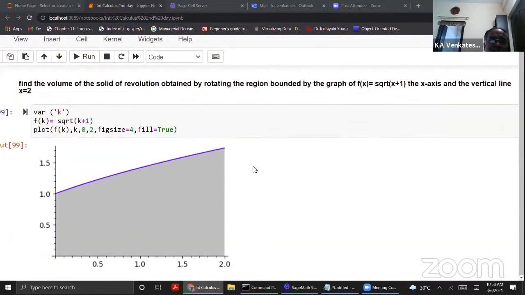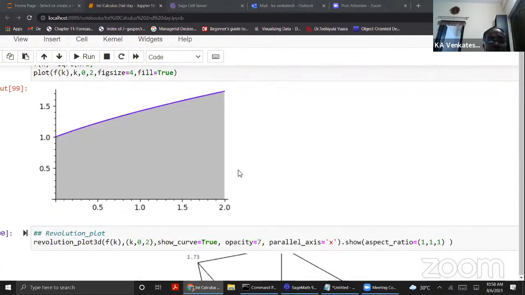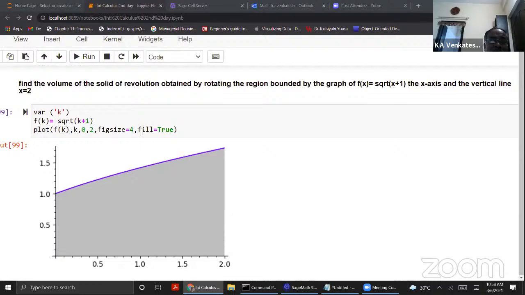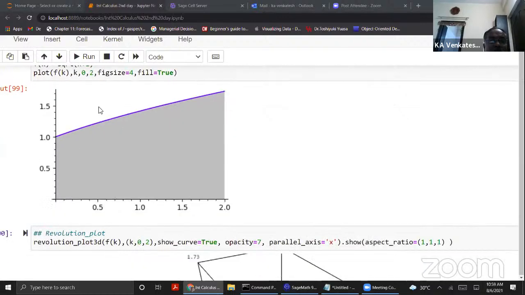Now, this just shows 2D. When you do a revolution, it's going to form a 3D shape. This is the place where Sage Math has a better advantage. So now I have to say how it is revolving, a revolution plot in 3-dimension. The syntax is revolution_plot3d. Here I'm calling f of k, but in Sage Math Cell, f of k is gone. So instead of f of k, you have to write square root of k plus 1.